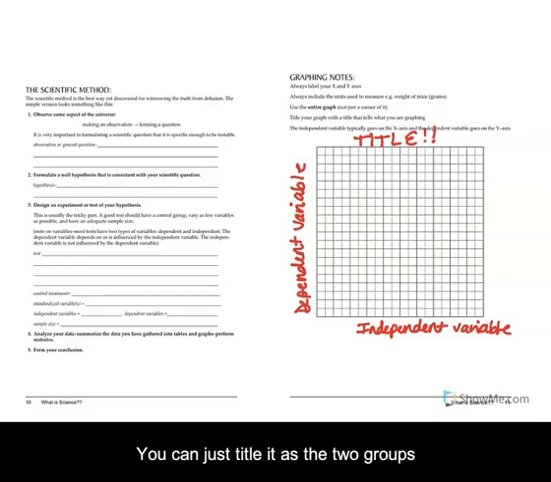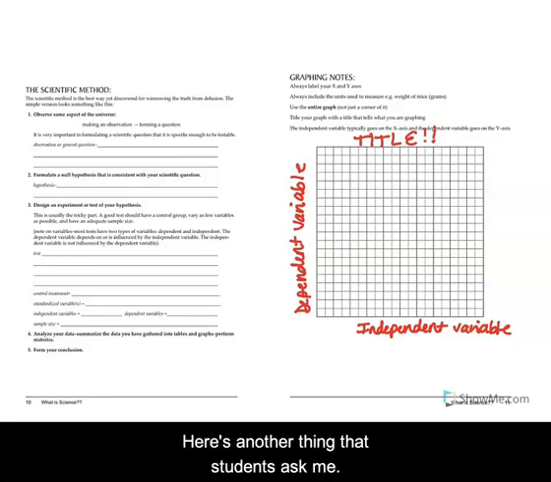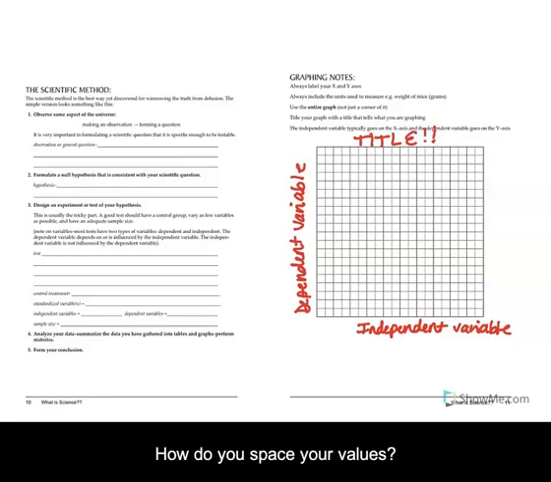You can just title it as the 2 groups that you're analyzing. Okay, here's another thing that students ask me. How do you space your values? Well, it depends on the values that you have.